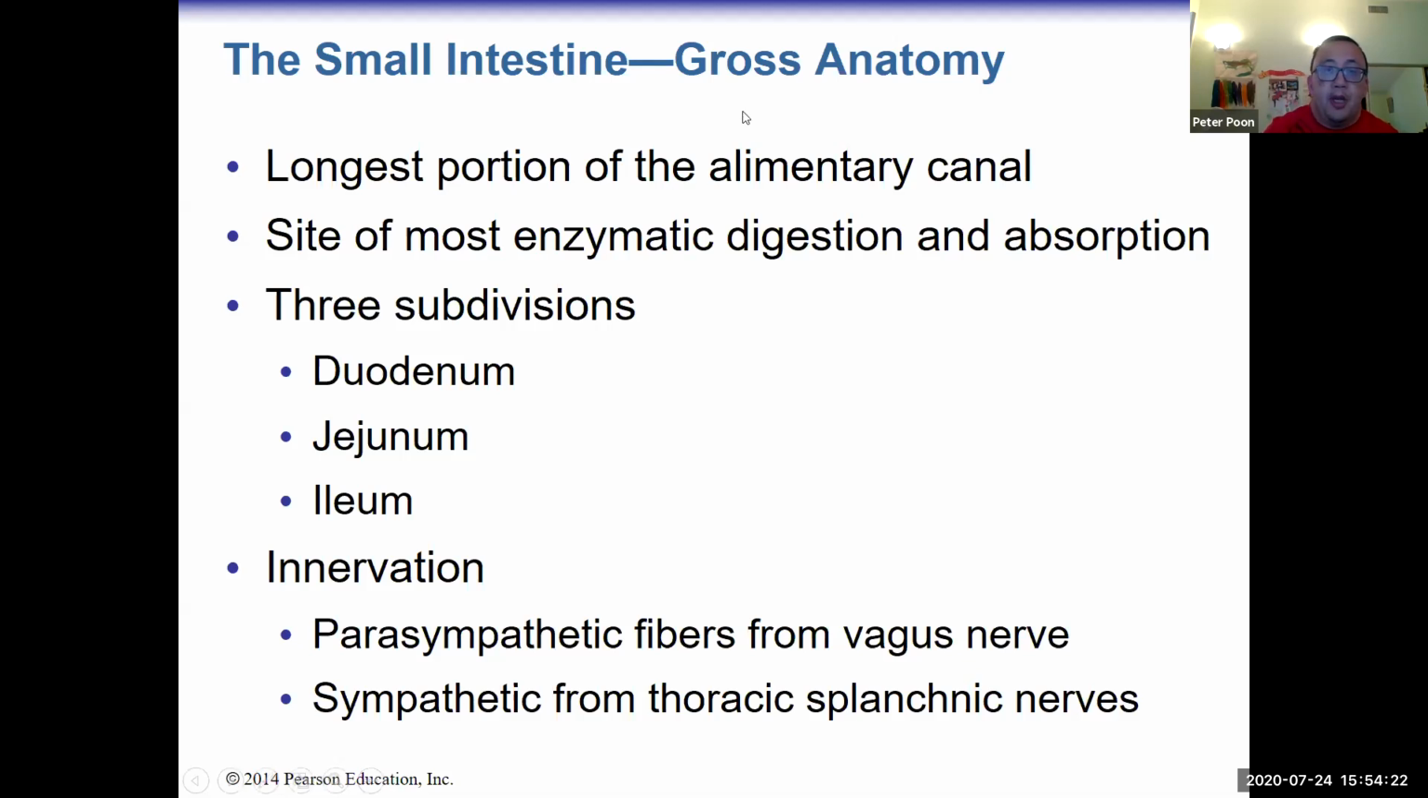I'm going to stop part 1 right here, and I'll pick it up with part 2.